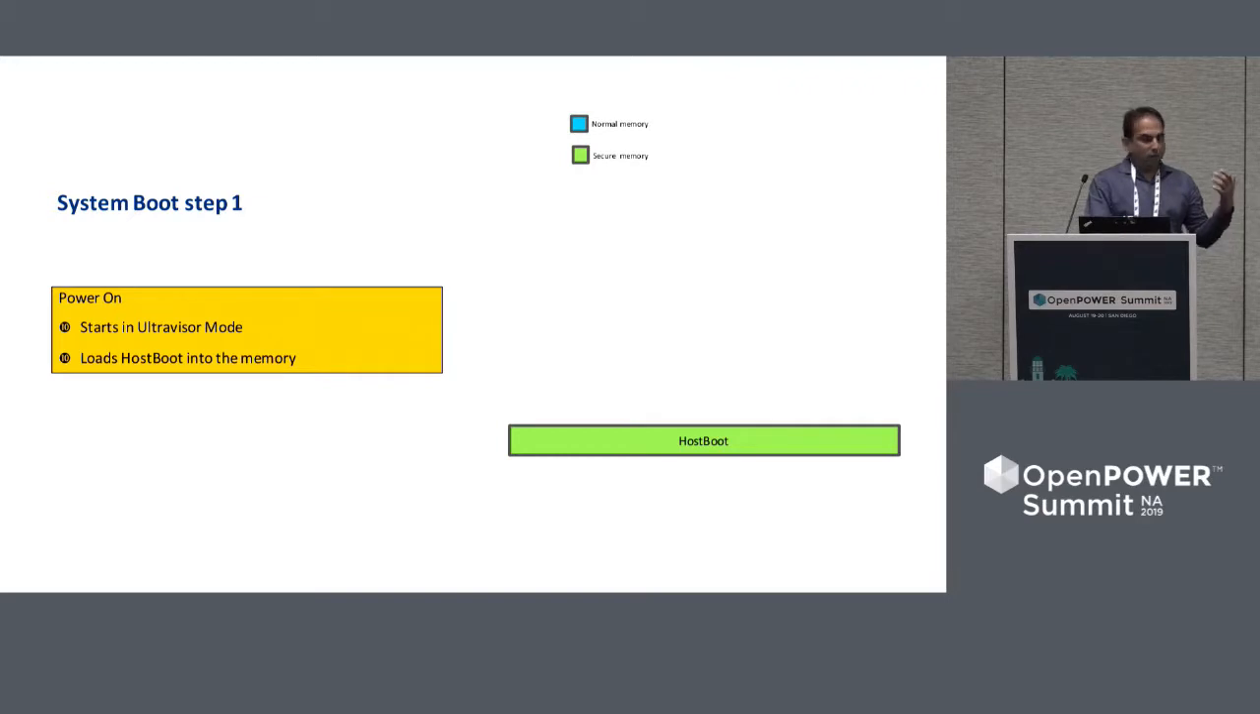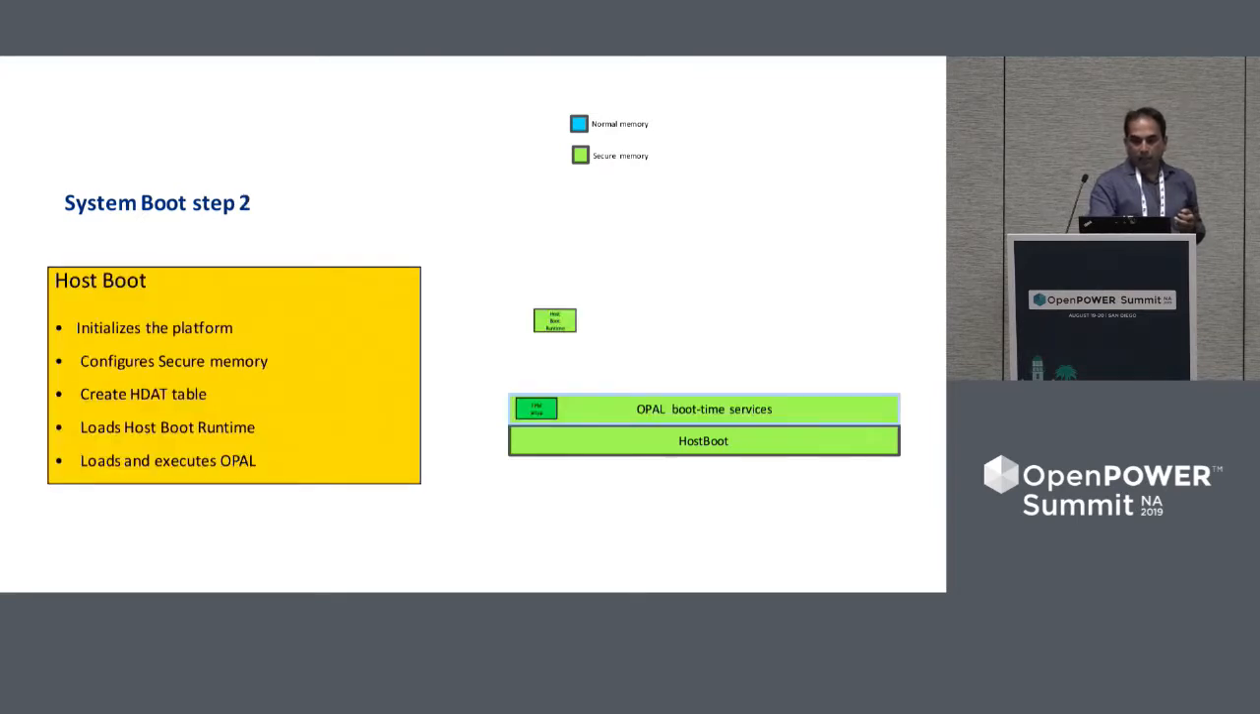So you brought it up, you powered it on. The first thing that happens is the software that gets loaded, which is the host boot, that gets loaded in an ultravisor mode, and it starts running. So it starts running in an ultravisor mode, and then host boot initializes the platform.